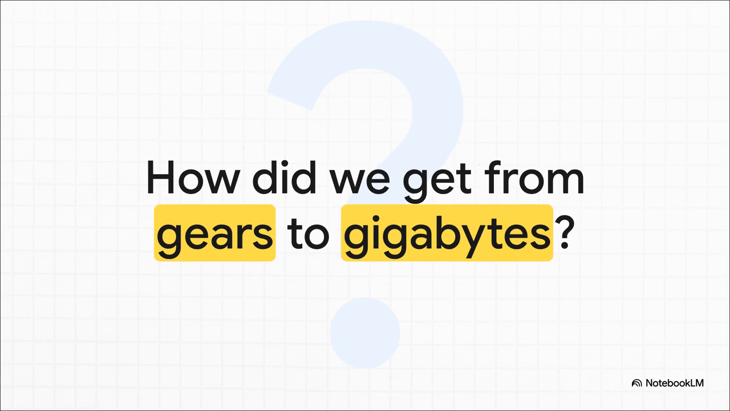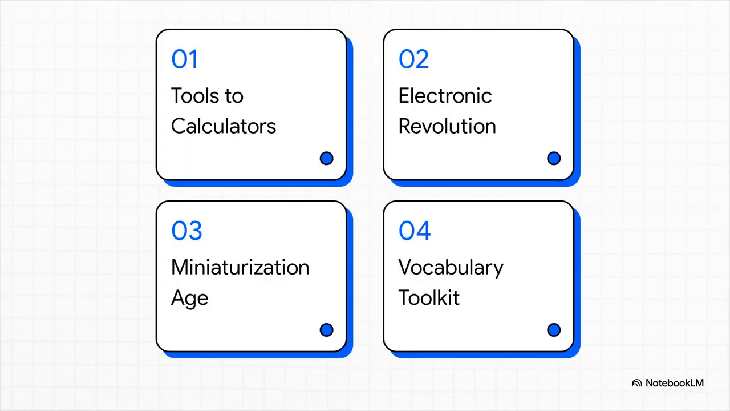It's wild. To really get how we made that leap, we need to trace the evolution of the hardware. And along the way, we're going to build up our technical English vocabulary so you can talk about it like a pro. So here's our roadmap for this explainer. First, we'll start way back, in the purely mechanical age. Then, we'll jump into the electrifying revolution of the 20th century. After that, we'll see how technology started to shrink at an unbelievable rate. And we'll wrap it all up by putting together a solid vocabulary toolkit for you.